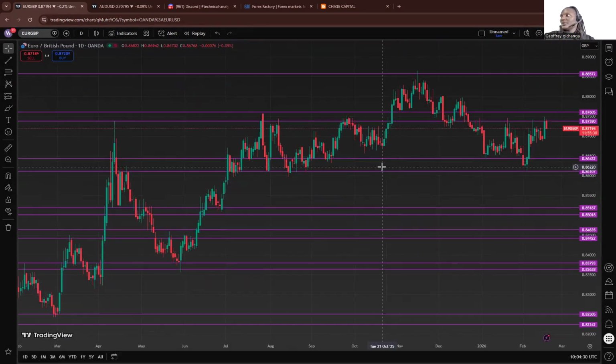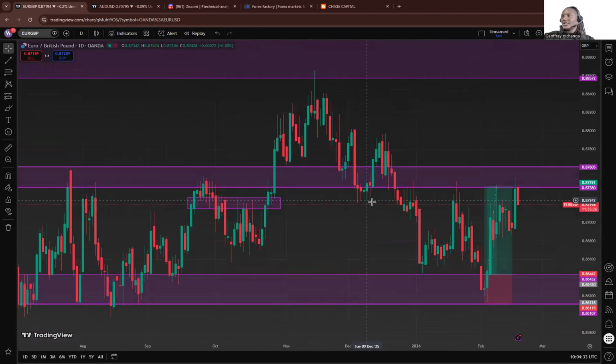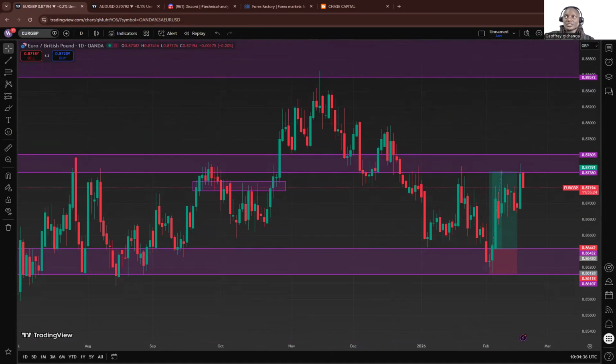So for Euro GBP, we've seen a very nice working range. And again, this is on the daily time frame. Our working range has been from this supply at 0.87380 and 0.87605. So my working range has been from this supply all the way down to this demand. And my demand is at the areas of 0.86440 and 0.86128.